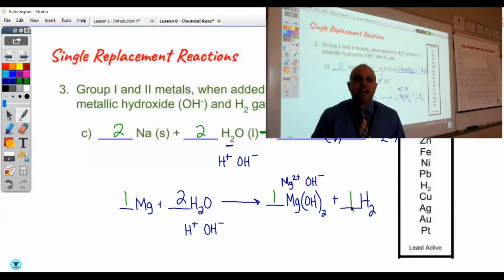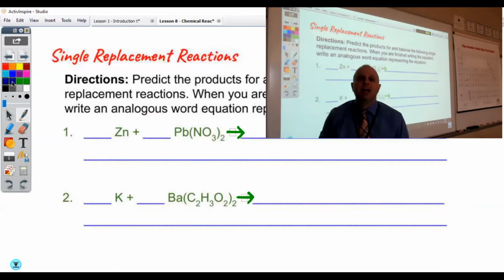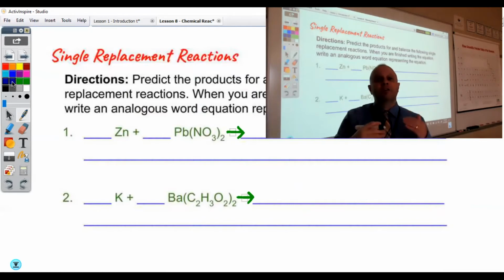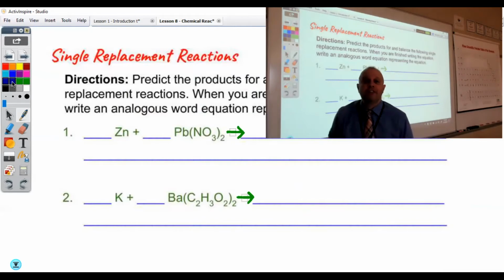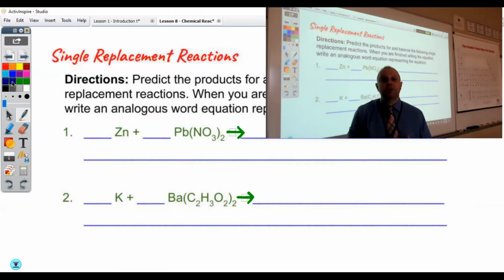Now, let's take a look at a few homework problems together. So just like last time, our homework problems are going to consist of 2 parts. First, I would like you, those of you in accelerated honors, to complete the chemical formula equation based on one of the 3 reaction types we just saw for single replacement reactions. Then, once you have completed and balanced your equation, write out the equation in word format. Let's take a look at our first example.